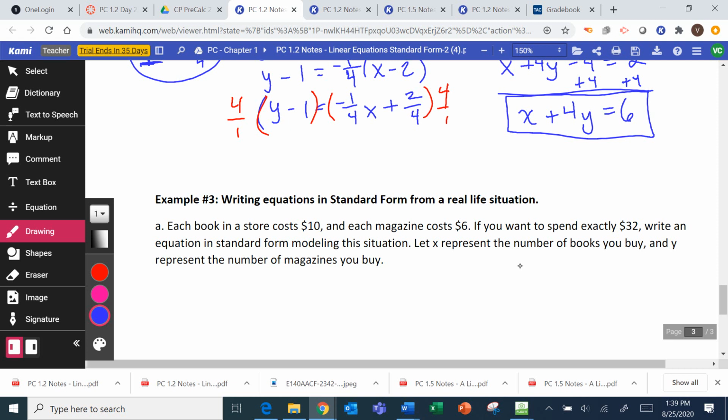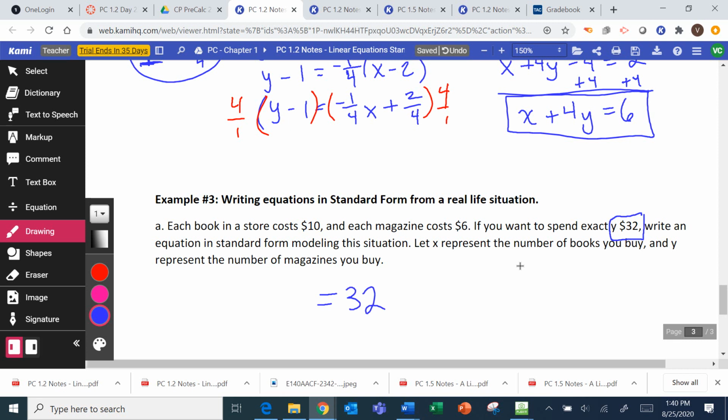Each book in a store costs $10. Each magazine costs $6. You want to spend exactly $32. Let's say you have a gift card with exactly $32 on it, so you're going to spend exactly $32 at this store. Write an equation in standard form modeling the situation. Let x represent the number of books you buy and y represent the number of magazines you buy. The total amount of money we're going to spend is 32. That's a total, so it's going to equal 32.